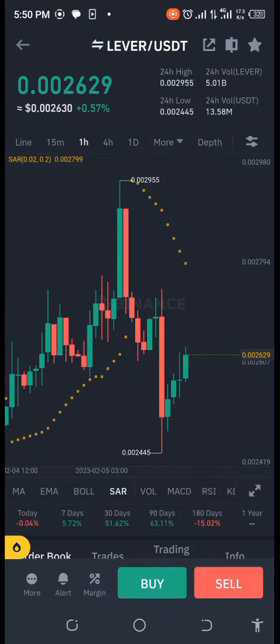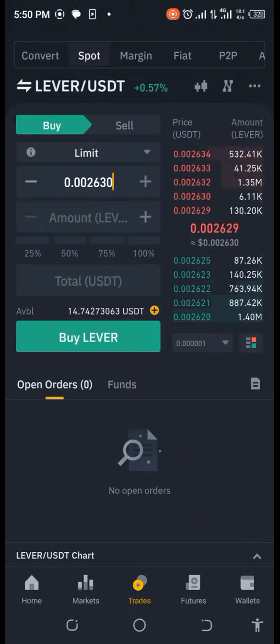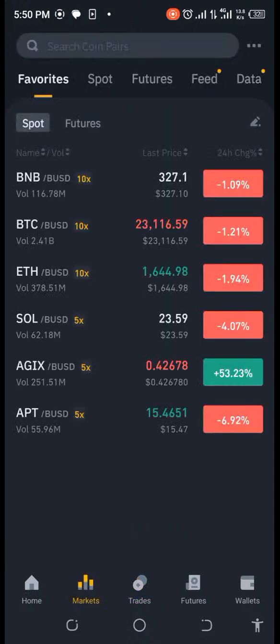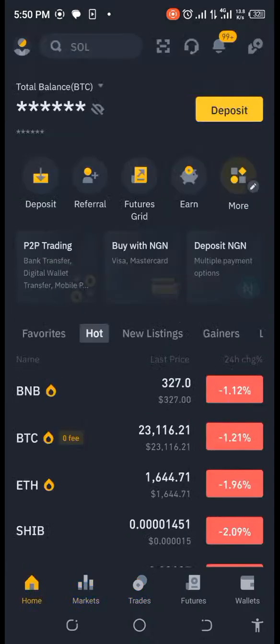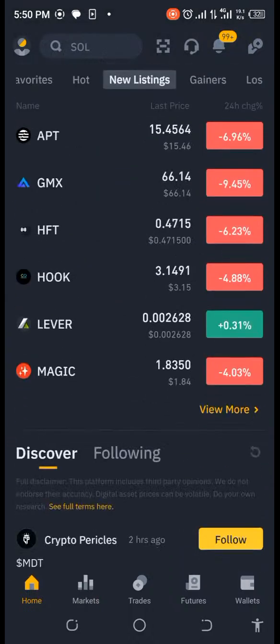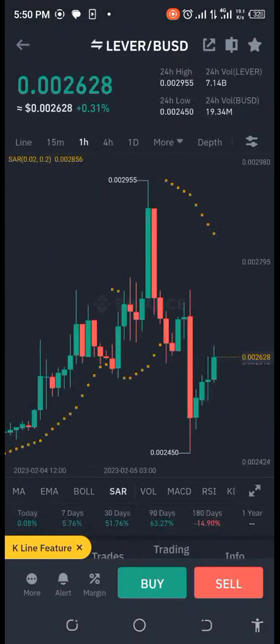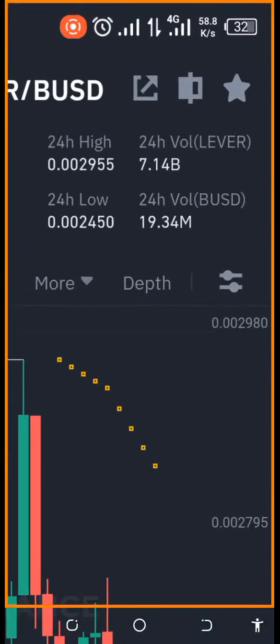Now, let me just do a quick recap on what we've done so far. We looked at Lever, which is one of the newly listed coins in the new listing segment, if you remember. We checked the different price ranges, the all-time high and the all-time low, and we saw that it was 2955 within a space of 24 hours, and 2450. So we chose a lower price, 2590, which we could have actually gone lower, right? And that sold almost instantly.